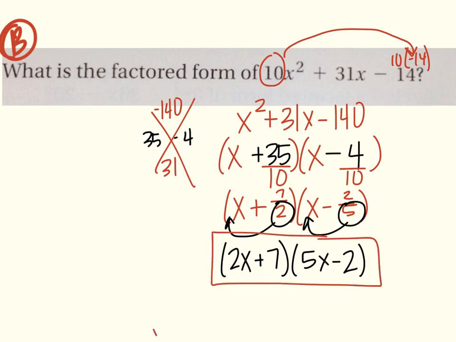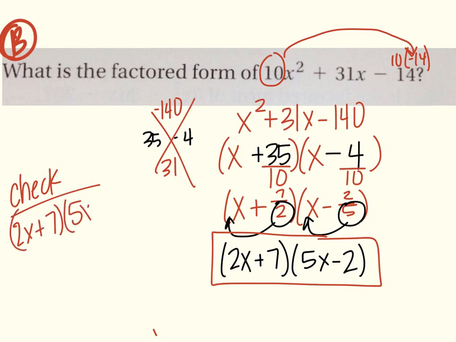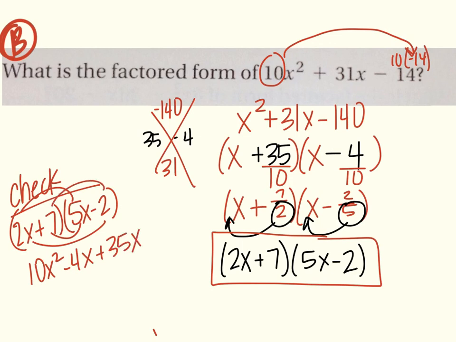But I want to come over here and check, make sure that I got them right. So I'm going to FOIL them out over here. So I'm going to get 10x squared minus 4x plus 35x minus 14. And if you add negative 4 and 35, you get 31x. And hopefully you get the same thing that you started with, so you know that your answer is correct.